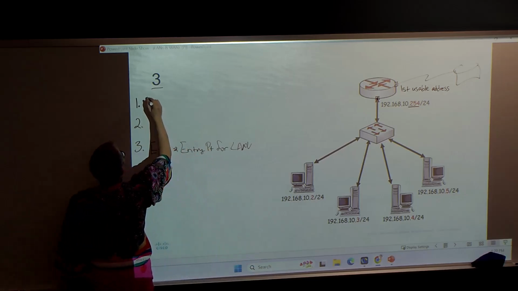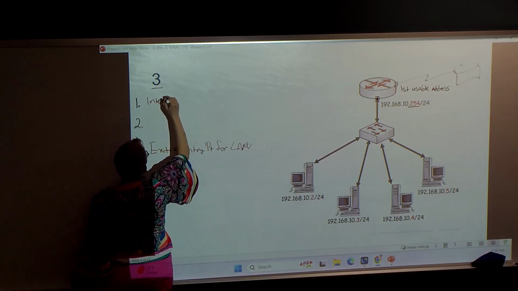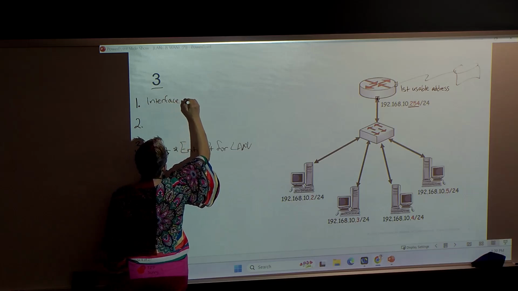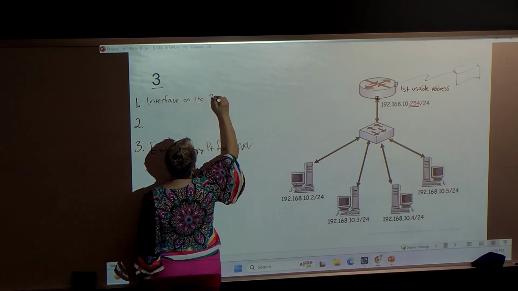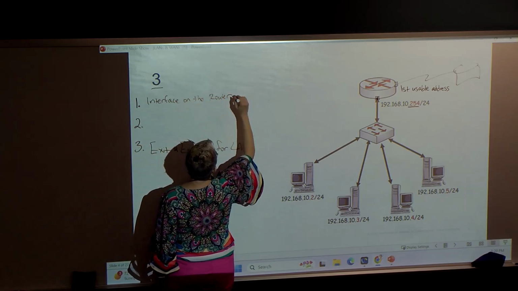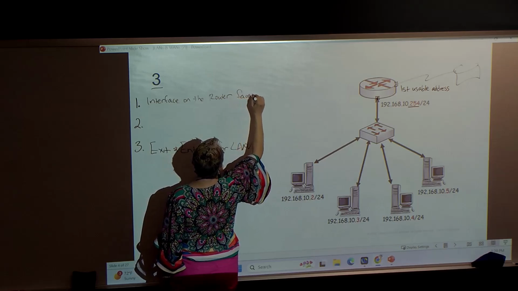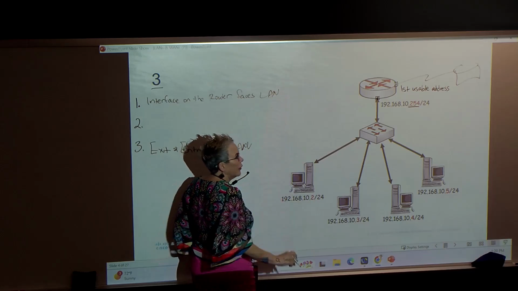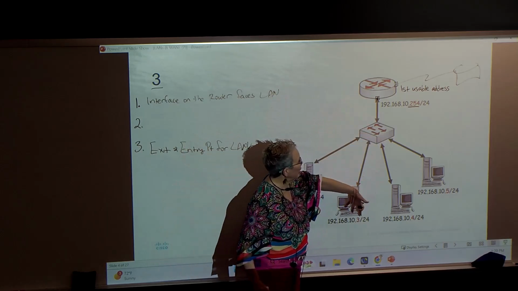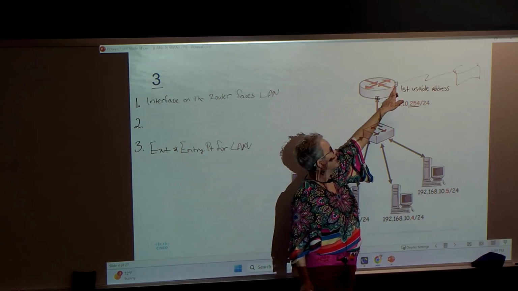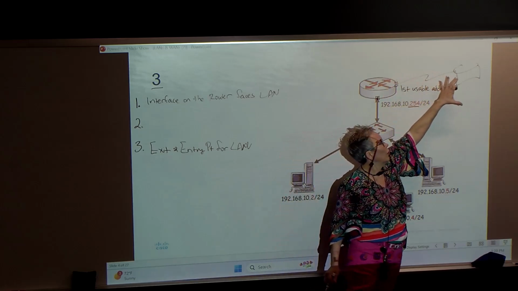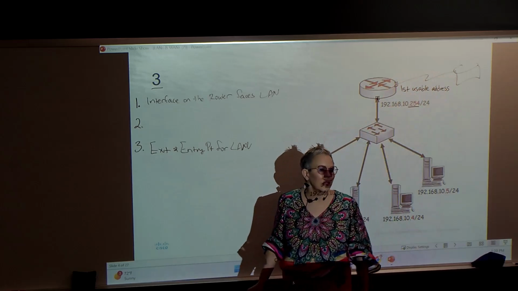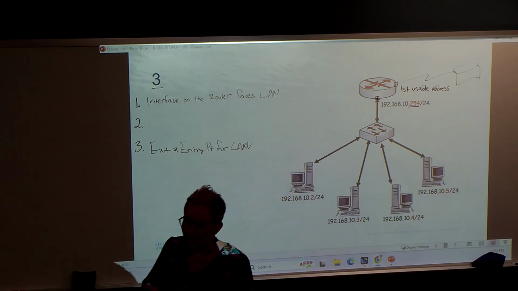Okay, so it is the interface on the router that faces the what, Joe? It faces the LAN. Okay, it faces the LAN. This is not a default gateway. This is facing a WAN. It's just a regular interface. Okay, that's an important distinction.